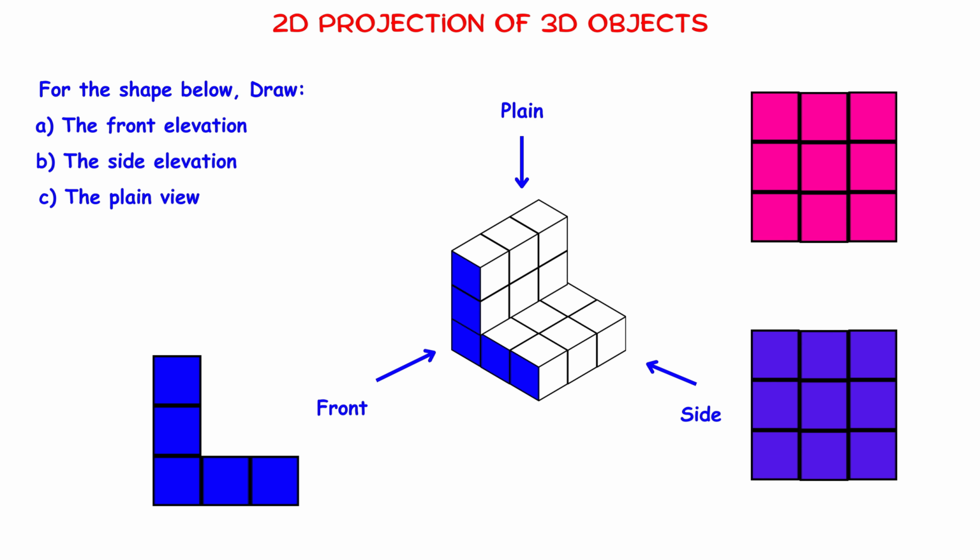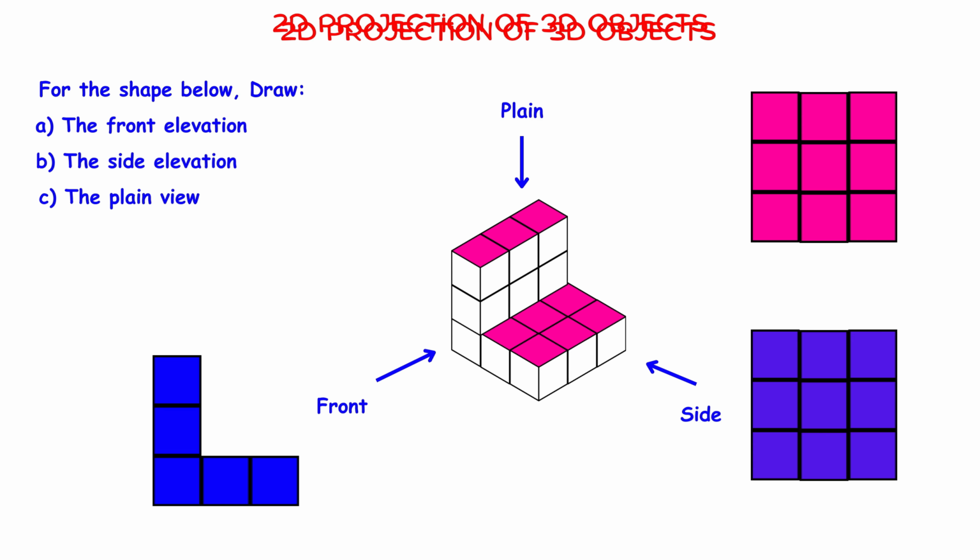Meanwhile, the side elevation is the same idea, but this time it's the view you'd have by looking at it from the side over here. So this time you'll just see these three squares, and so it would look like this.